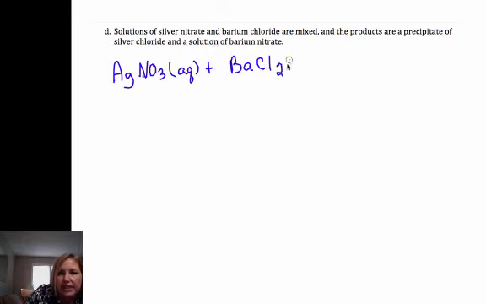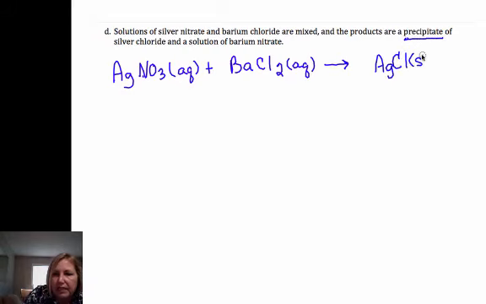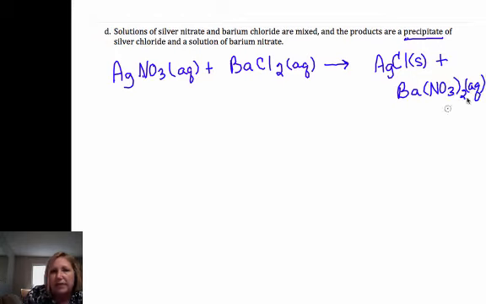Okay, notice that it said both of them are solutions, so I'm going to put an aqueous. Now, it says a precipitate of silver chloride is formed. Precipitate is the solid that is formed when 2 aqueous solutions are reacted together. And then it said a solution of barium nitrate, so that would be aqueous. So you see hopefully how you got the states out of the words there. That gave us what states to have.